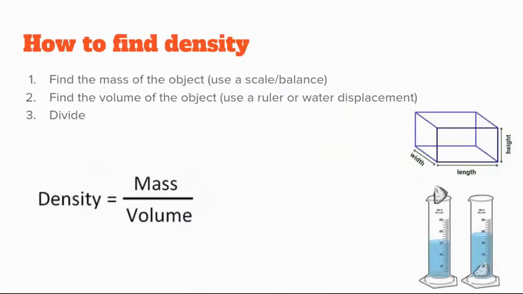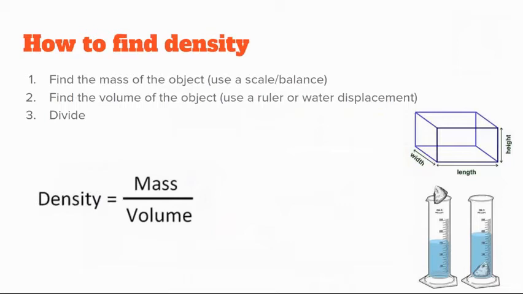Now we're going to figure out how we actually find the density of an object. In order to find the density, we need to find the mass of the object, and we would use a scale or a balance to do so. Then we need to find the volume of the object. For this, we're either going to use a ruler and measure the length, width, and height, or we're going to use water displacement. Then we take those 2 numbers and divide. So the formula is density is mass divided by volume.